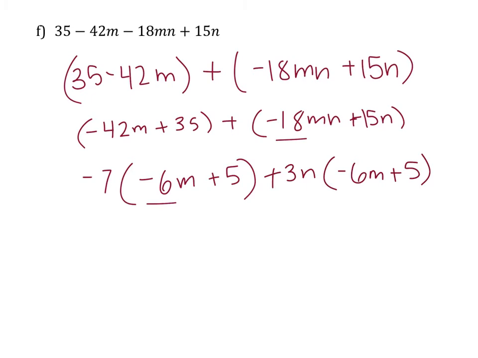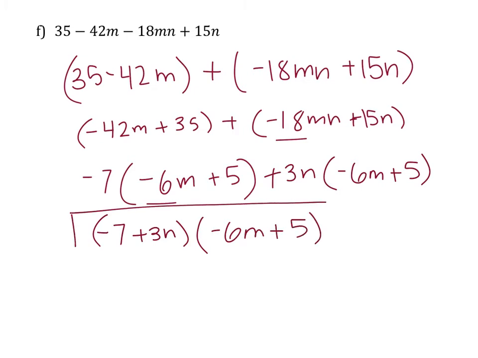Okay, and then from here, since I have the same in the middle, the negative 6m plus 5, I'm going to actually just do negative 7 plus 3n. And once you're here at the end, you don't need to put it in any order. Negative 6m plus 5. You can make it be 3n minus 7, but it doesn't really matter, to be honest, once you're there at the end.